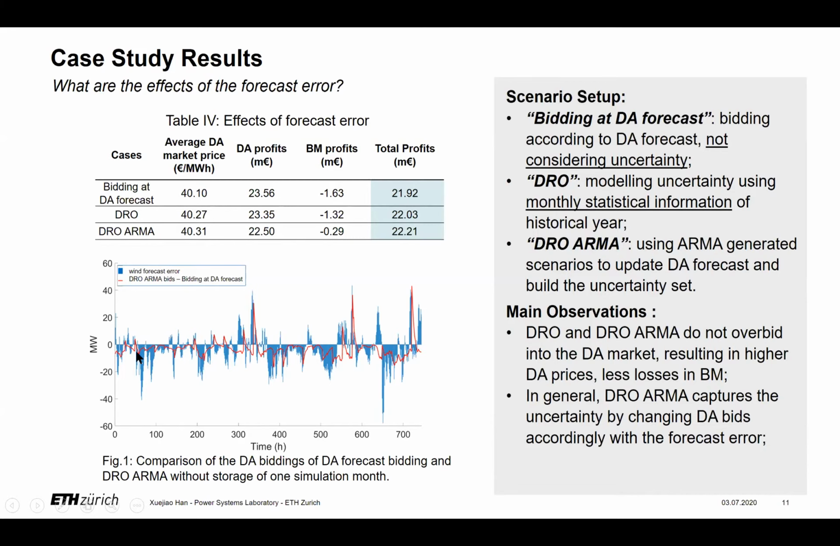What does it mean? If we have a negative wind forecast error here, it will decrease the day-ahead bids into the market. DRO ARMA performs especially better when a negative error occurs because it's more conservative. However, when there is a positive forecast error, we see a delay in responding to it. This is also related to the characteristic of the ARMA method we apply here.